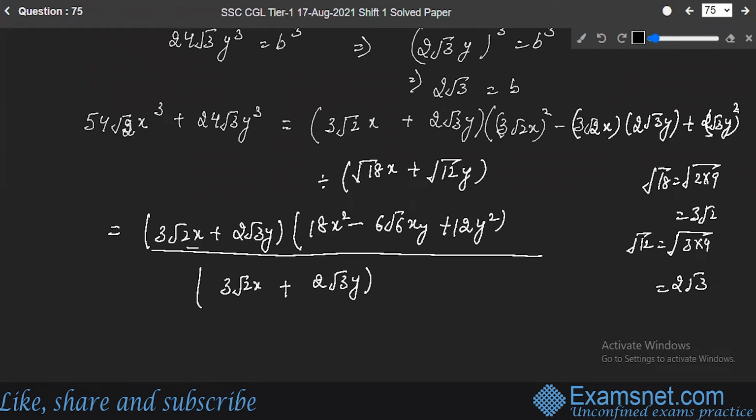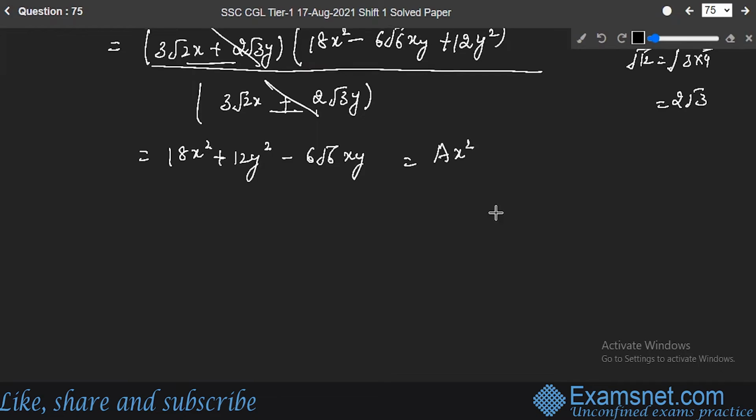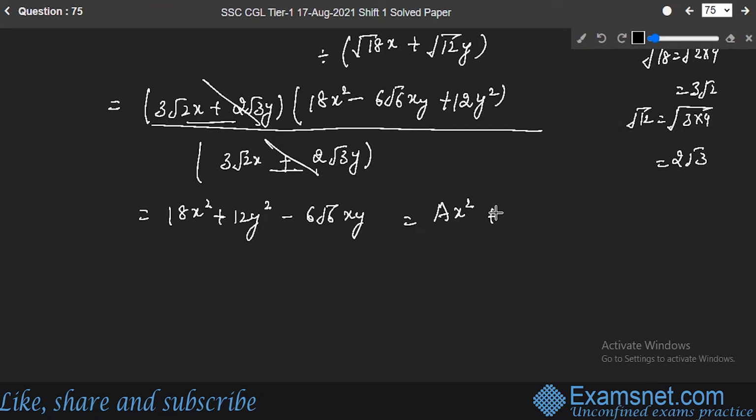So you can see these two terms are the same, they will cancel. The numerator and the denominator will cancel. And you are left with 18x square plus 12y square minus 6 root 6xy. This is equal to ax square, what is given in the question, plus by square plus cxy. So now comparing, see, they are equal.